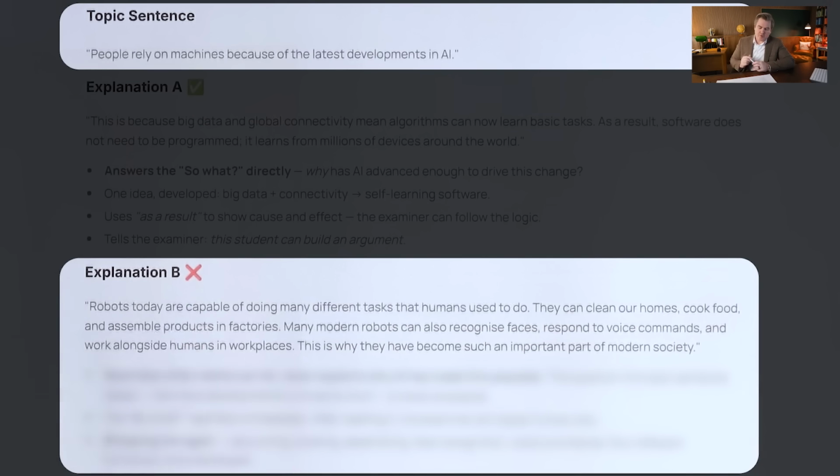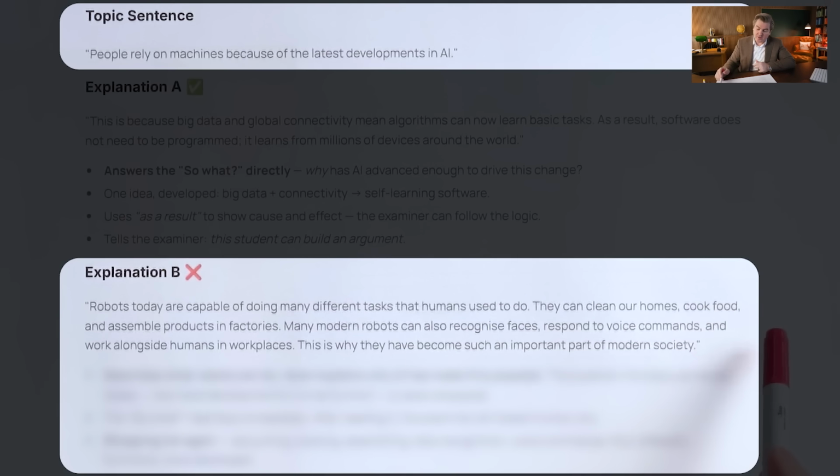So why is there a problem with explanation B? Well, they said robots today are capable of doing many different tasks that humans used to do. They can clean our homes, they can cook food, they can assemble products in factories. Many modern robots can also recognize faces, respond to voice commands, and work alongside humans in workplaces. This is why they have become such an important part of modern society.